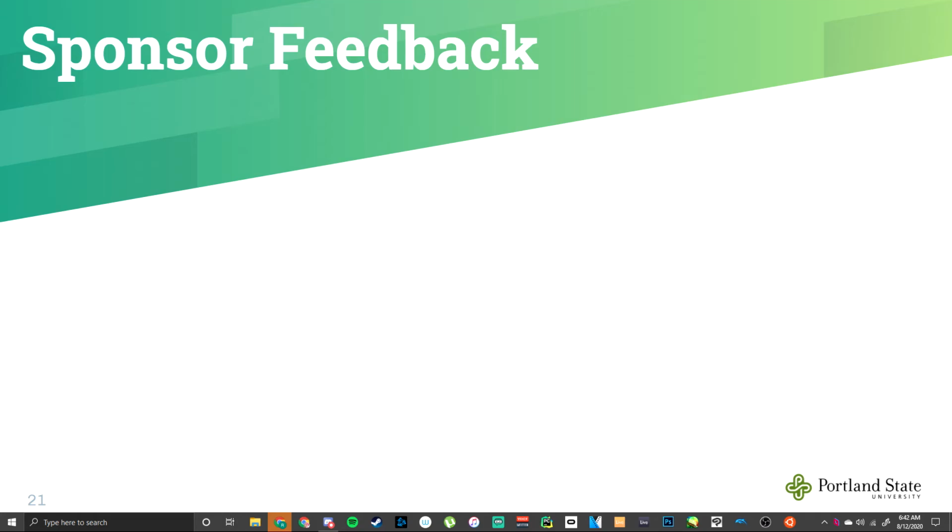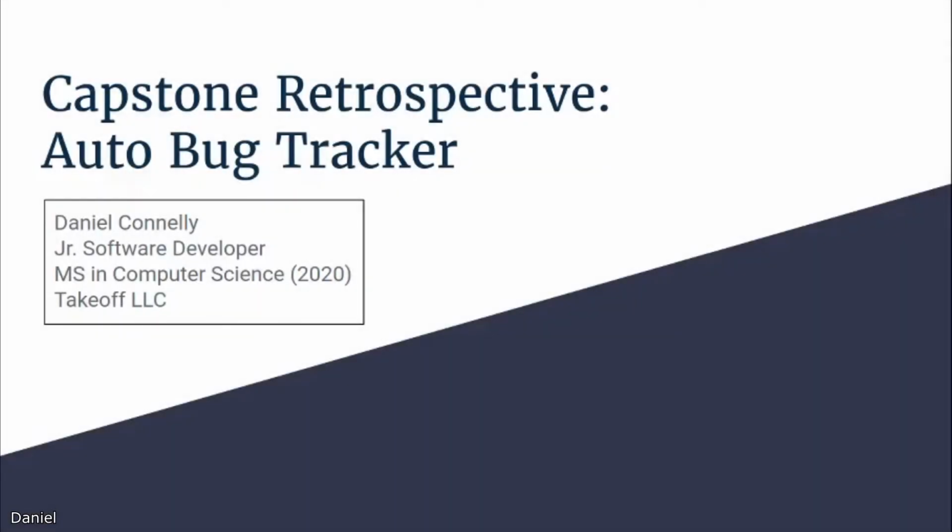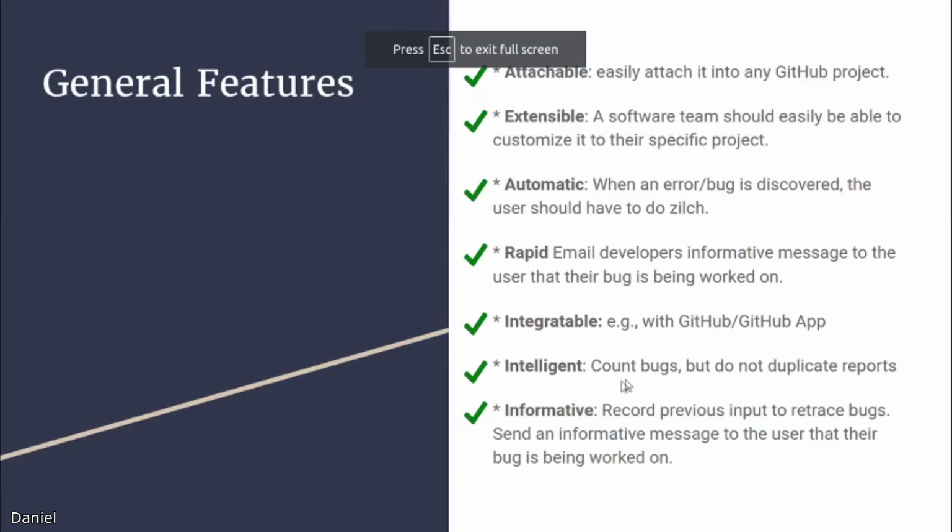We also have a word from our sponsor, Daniel. Hello, my name is Daniel Connolly. I am the Capstone sponsor for the AutoBugTracker software. I'm just doing a little retrospective here for the team. So these are the features that I generally asked for, and as you can see, a lot of the check marks, a lot of them I got. So it was really a good experience overall.